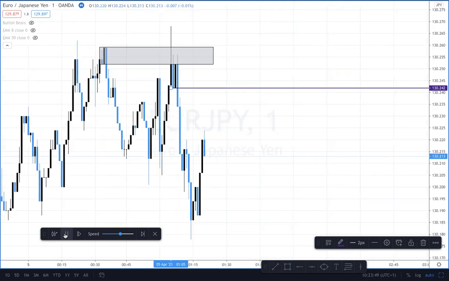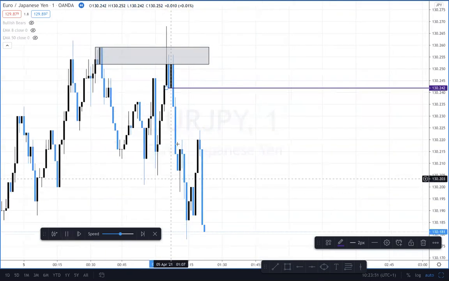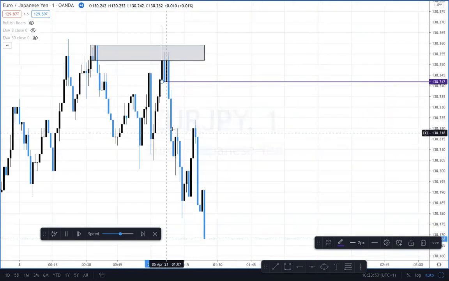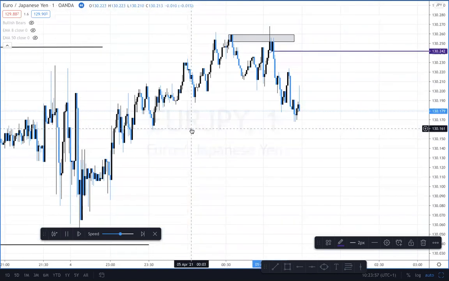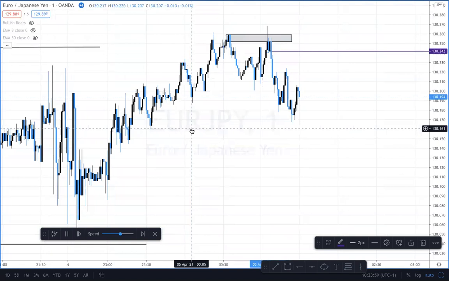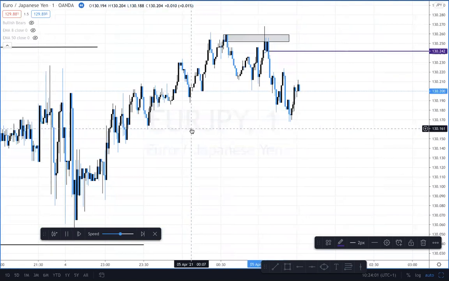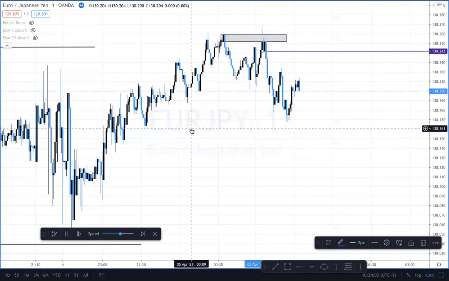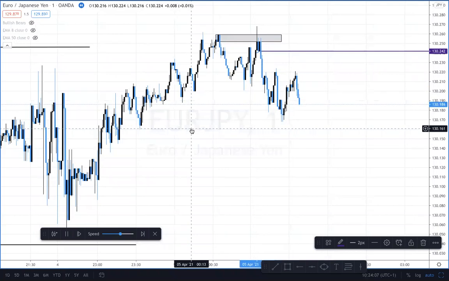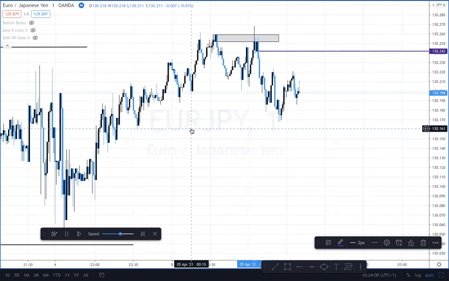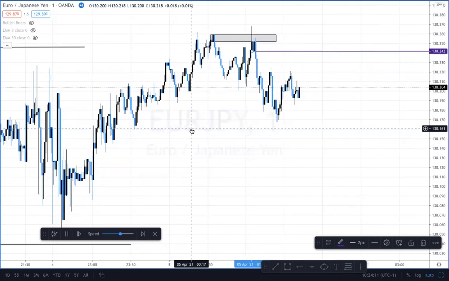Let's have a look. Continue playing. Then price just went straight into the imbalance, right? And then started dipping. So you identify your point of interest and you stick to your point of interest. If you get the trade, fair enough. If you don't get it, you wait for another opportunity and you get your trade. That is what you do.